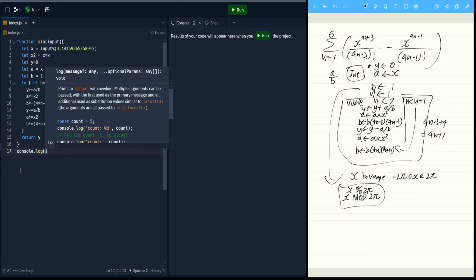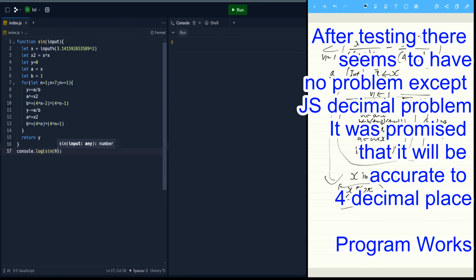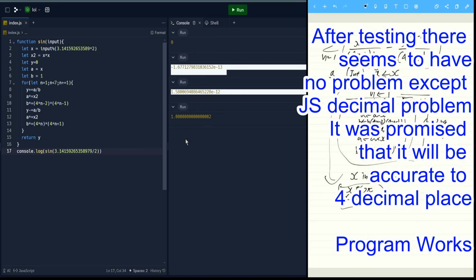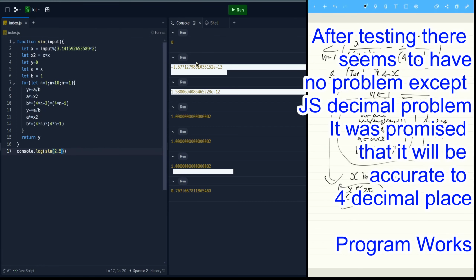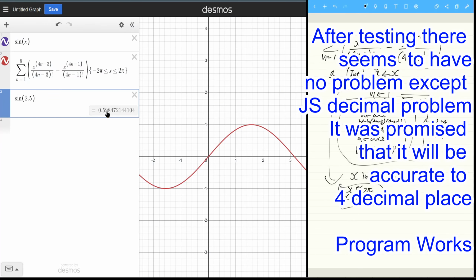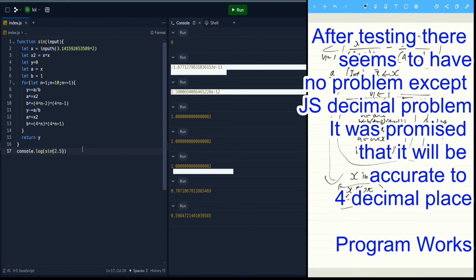So, let's test it. Sine 0 seems correct, but JavaScript has some problem with the decimal place, as you can see. Minus 1e minus 13 is a very small number, so let's pretend it's 0. There seem to be no overall problems after all, except for the JavaScript decimal problem, but it was promised that it will be accurate to 4 decimal places, so it's fine.